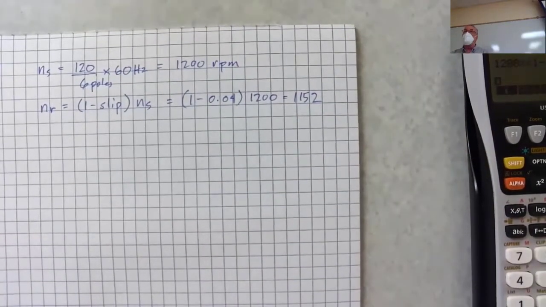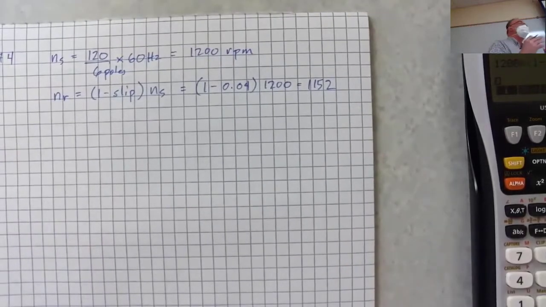Okay. Now, we could either solve for omega s and do the same thing, or just convert this to radians per second. Which way do you guys want to go? Convert it. Convert it? Okay.